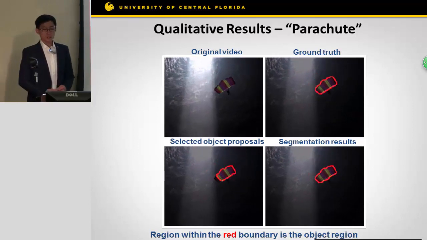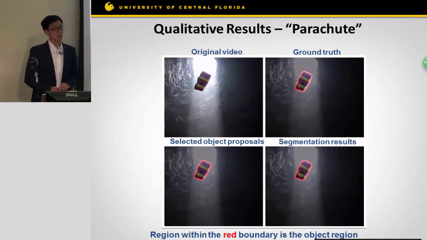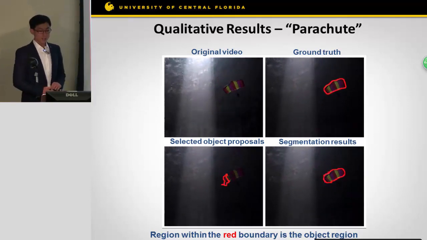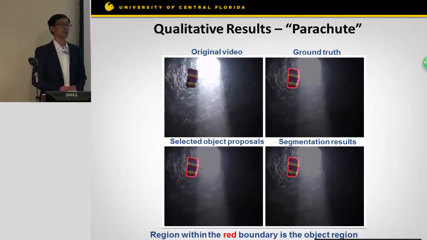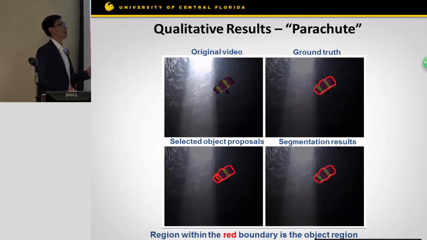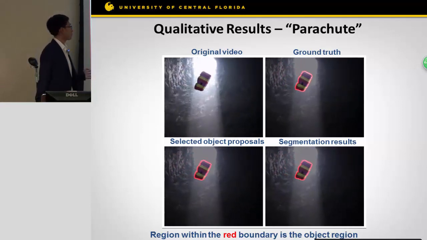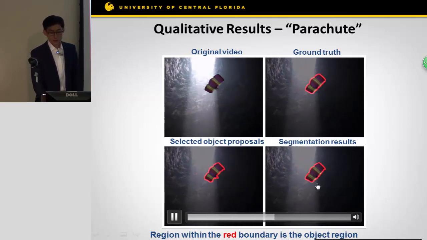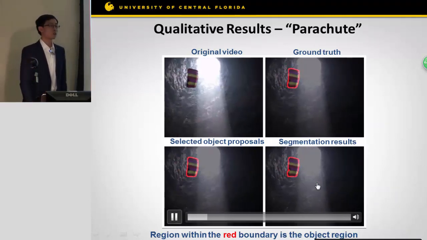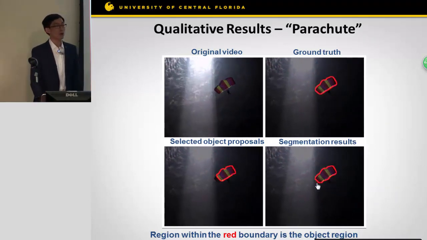Here's another result from the parachute video in the same data set. And it's very clear that for the selected object proposals, especially for the last few frames, the proposals do not look very good. And after the final optimization, we get very accurate segmentations for the parachute in the video.